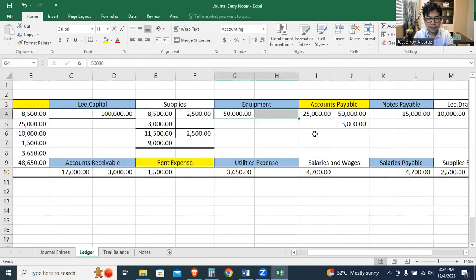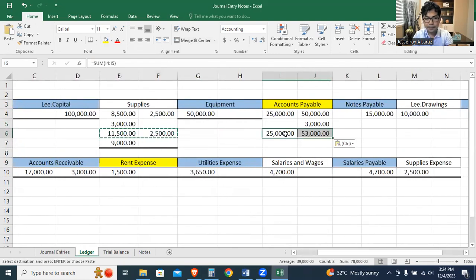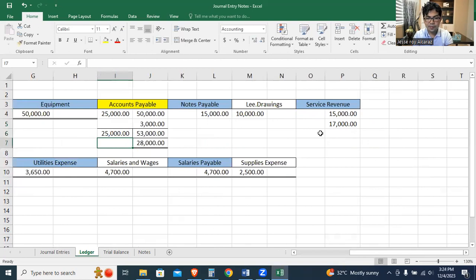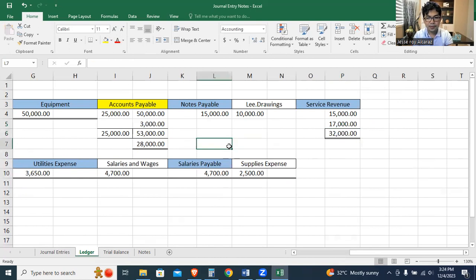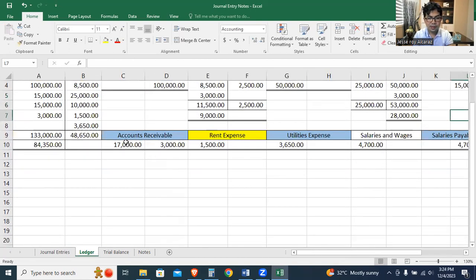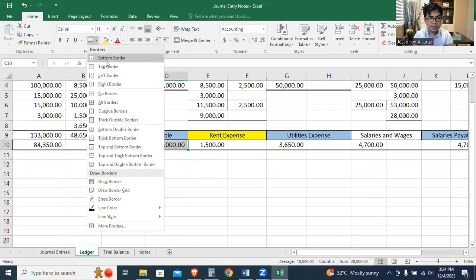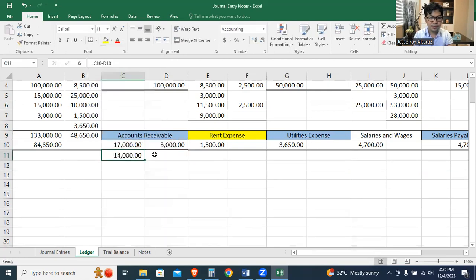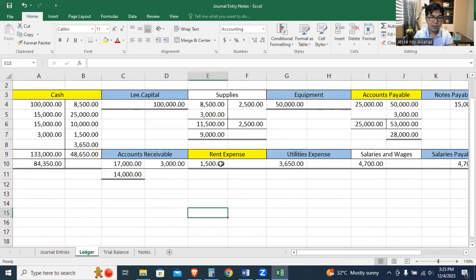Then, okay, let's do the same for this one. 53, then credit. Credit balance, since mas dako siya, 28. Okay, service revenue, we have 32,000. Accounts receivable, we have a balance of 14,000 pesos. Okay, so far, okay na siya.